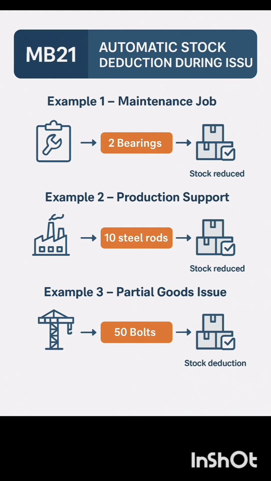Let's take another example. For a production support, a reservation of 10 steel rods is created for a production order. On the day of production, the storekeeper issues the 10 rods using MB1A. SAP automatically deducts the 10 rods from the stock.